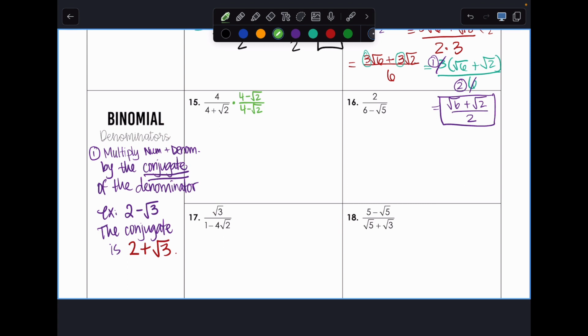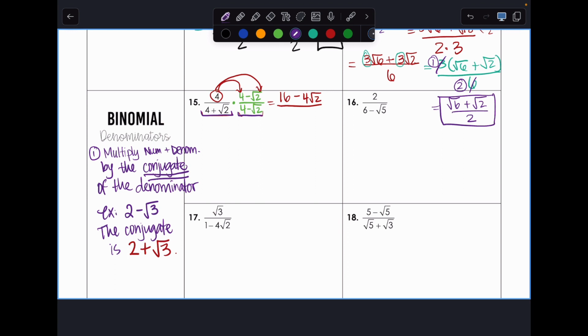So I have my 4 that I need to distribute to 4 and negative rad 2. So that's 4 times 4 is 16, minus, remember to treat it like an x, the radical 2 is going to be 4 rad 2. We're going to put that all over the product of these two binomials multiplied.